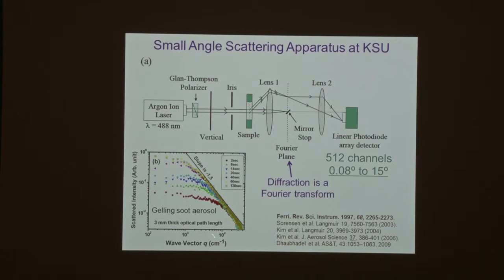Notice the wave vector. Notice our smallest q. It's at 2 times 10 to the squared inverse centimeters. Well, if you invert 10 squared, you get 1/100 of a centimeter, which is 100 microns. So we've gotten the length scales of 50 microns, which is really humongous. And that's how we could see these super aggregates.